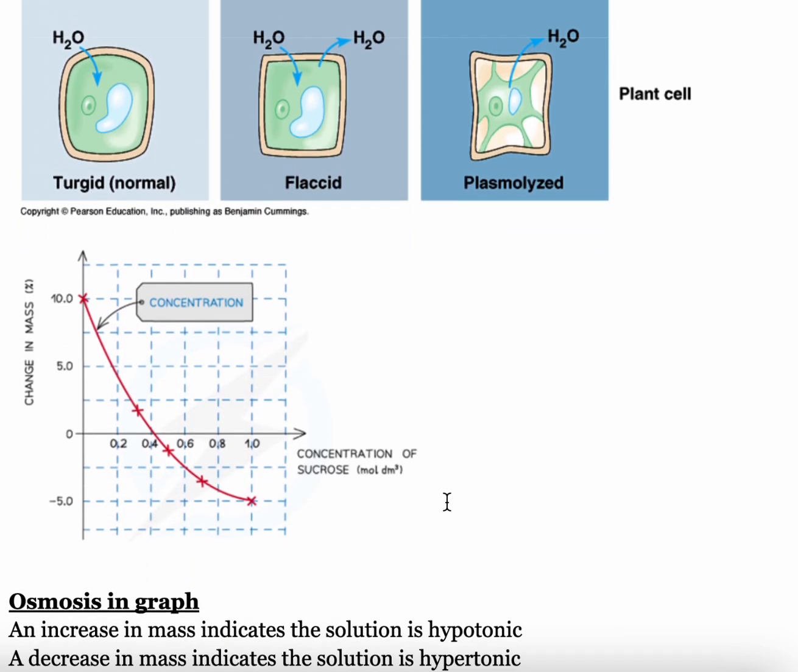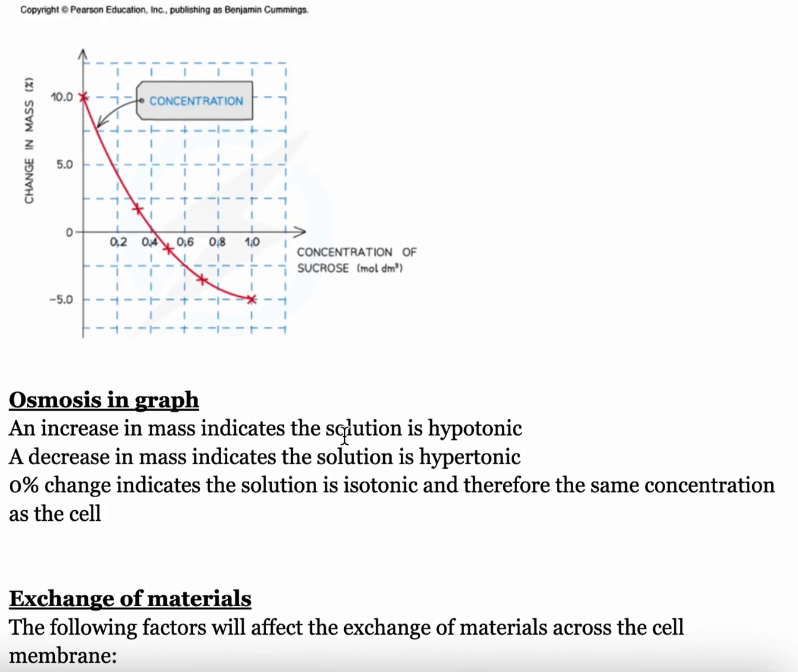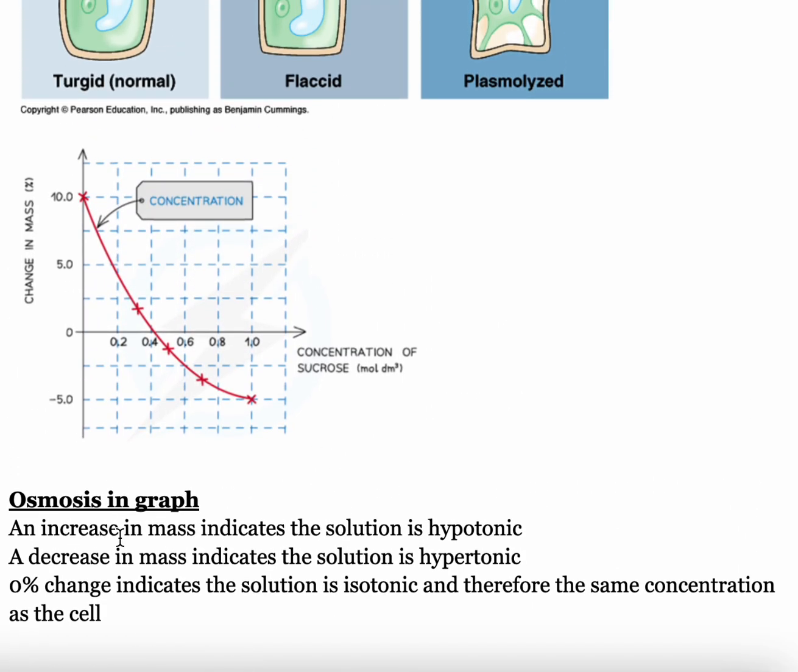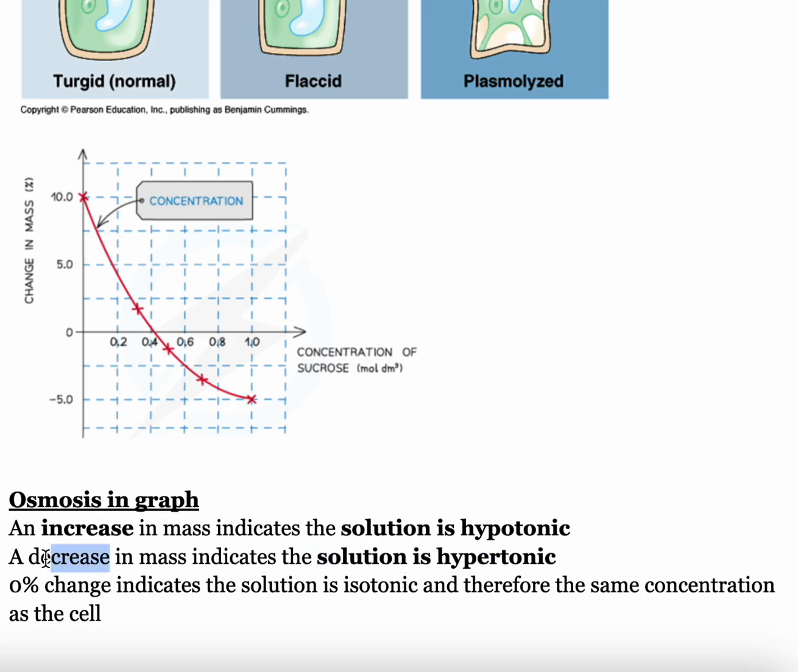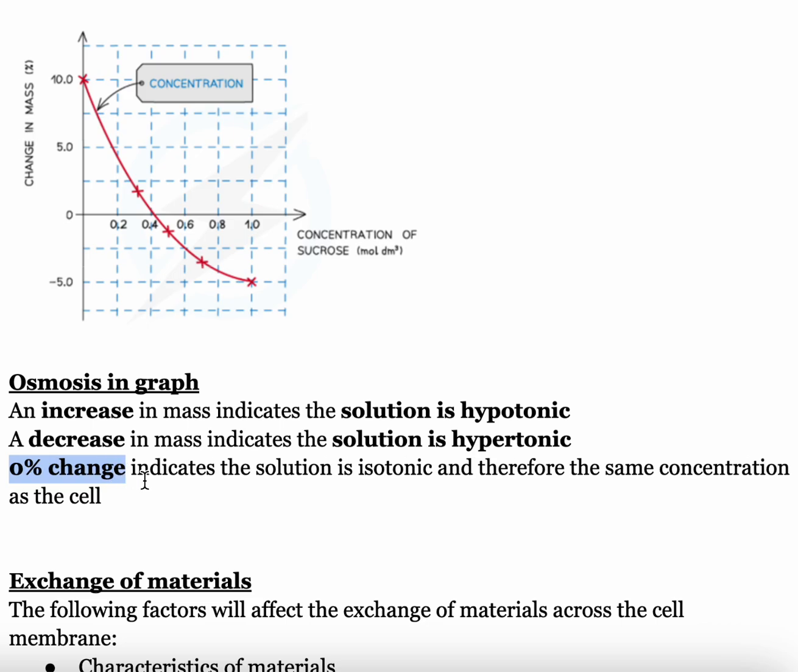Yeah, so that's a graph. Osmosis in a graph. An increase in the mass indicates that the solution is hypotonic. An increase is hypotonic. A decrease means it's hypertonic. 0.0% change means it's isotonic.